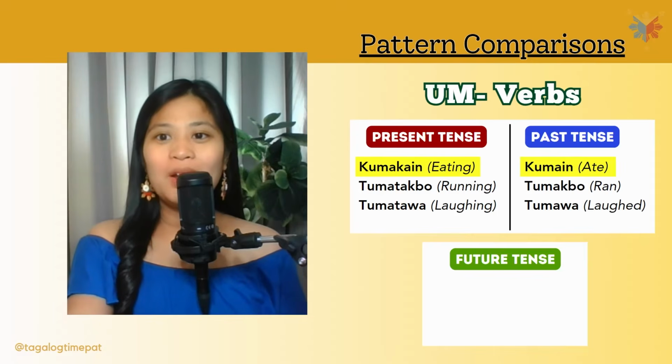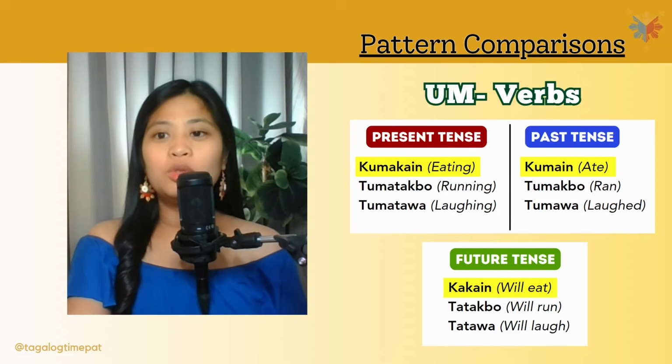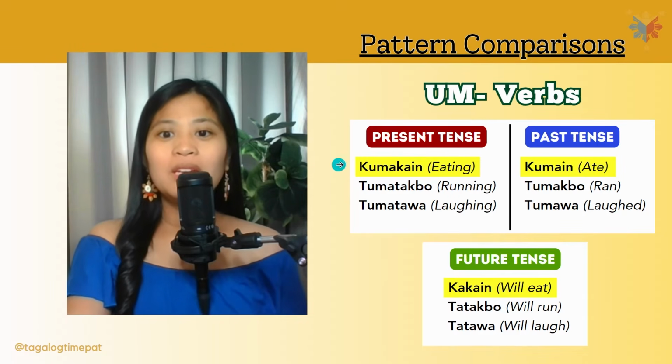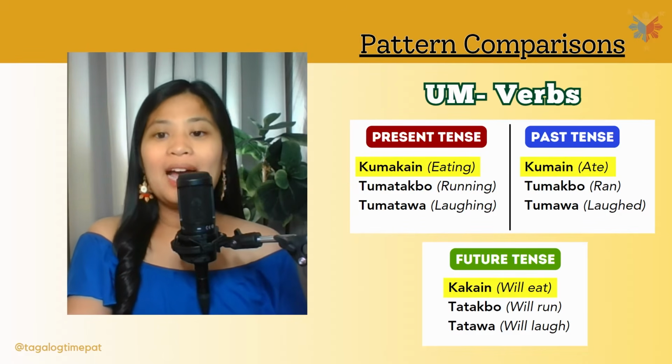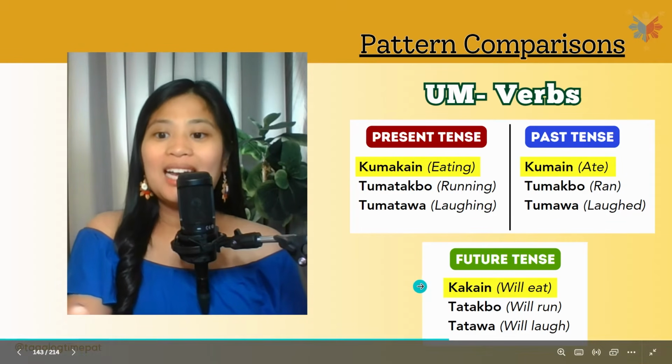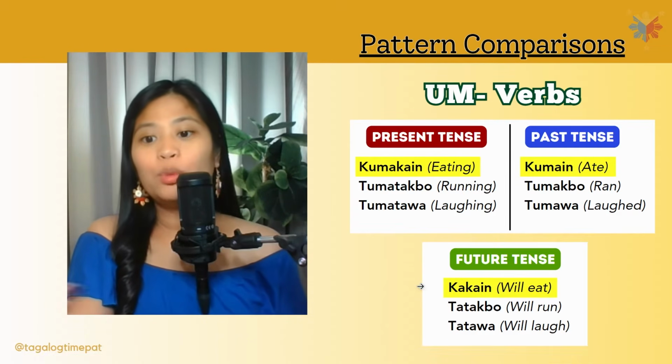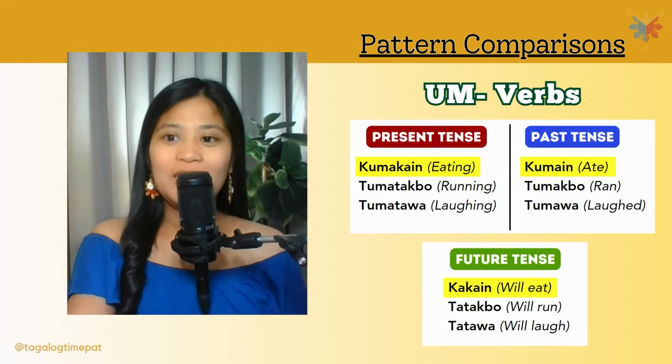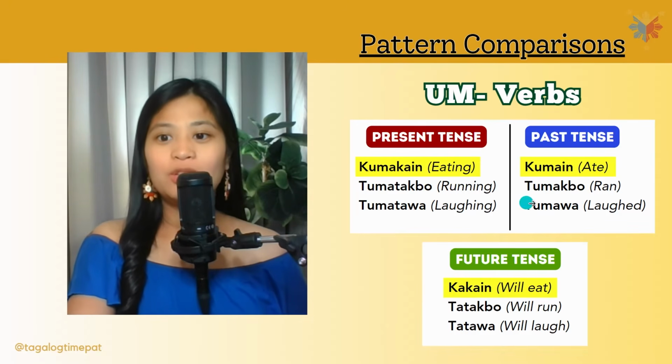So let's go ahead and compare all of the conjugation patterns for verbs. We'll just take a look at the verb kain here, highlighted in yellow. In the present tense, to eat, it's kumakain. Kumakain ako. I am eating. In the past tense, it's kumain. Kumain ako. I ate. And then in the future tense, it's kakain. Kakain ako. I will eat. Very interesting. All of the conjugation patterns are different for these verbs.